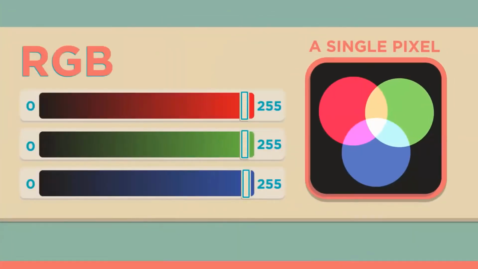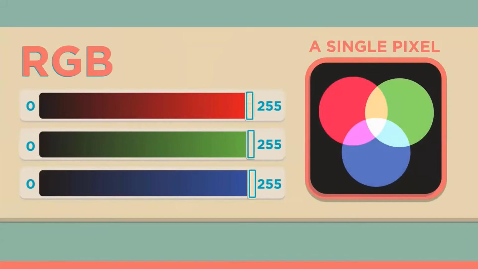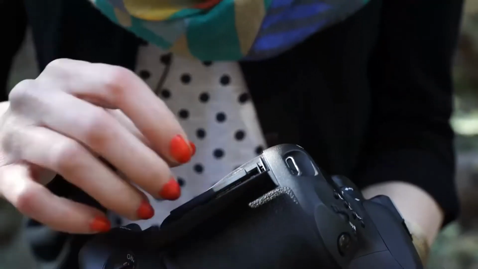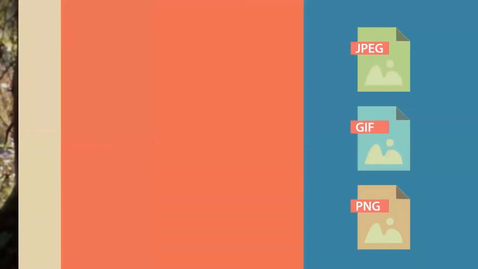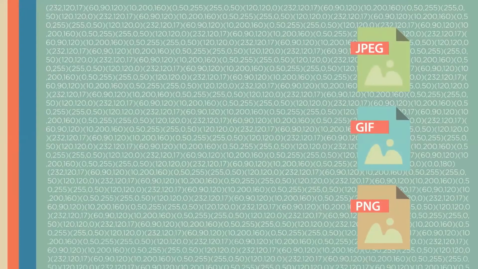So the values range from 0 to 255. 0 would be very dark, 255 would be very bright. And triplets of these values together compose a single pixel. An image file, whether it's a JPEG, GIF, PNG, etc., contains millions of these RGB triplets. So how does the computer store all that data?